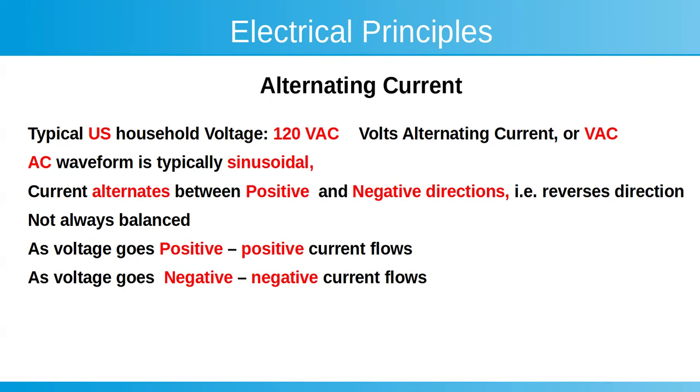So the main thing is that alternating current alternates between positive and negative directions, and it really must cross zero. If it's increasing and decreasing like a sine wave, but it never crosses zero, we would call that pulsing DC. It's not alternating direction. It's increasing and decreasing, but it's not changing direction.